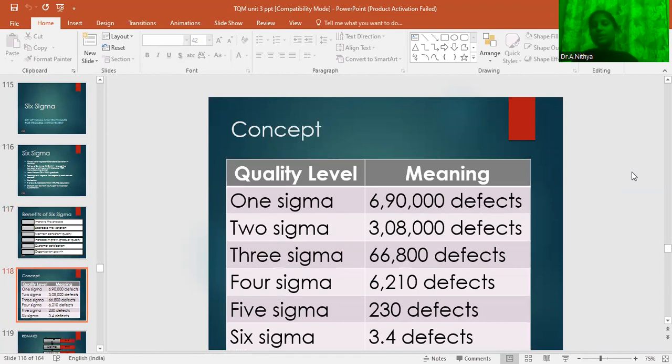Then the concept of Six Sigma. When 1 sigma was applied, the defects were 690,000. When 2 sigma was applied, the defects decreased to 308,000. When the sigma level increased to 3, the defects decreased to 66,800. At 4 sigma, the defects were only 6,210. When the sigma level rose to 5, the defects were only 230. And at 6 sigma, the defects are only 3.4 parts per million.